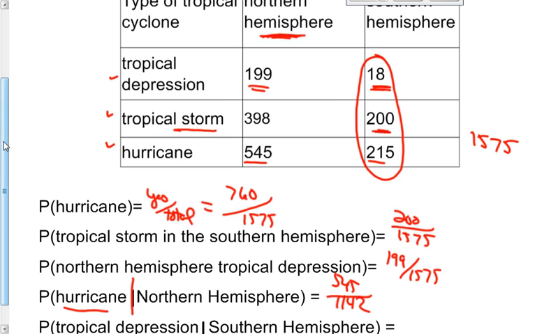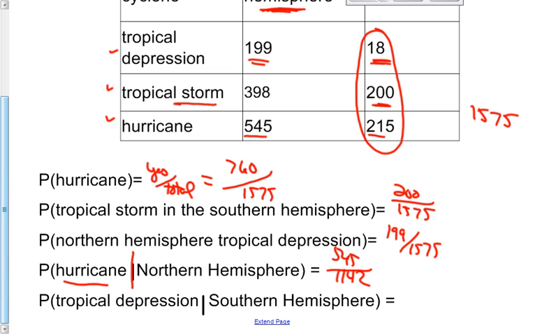So I have 18 over whatever I get when I add 200, 215, and 18 together. 433. And then again, each of those fractions would be reduced.